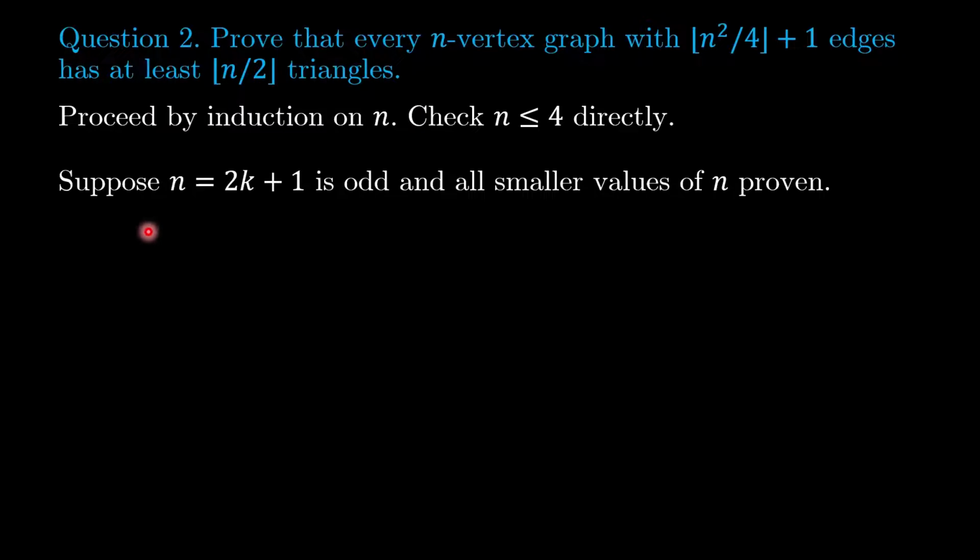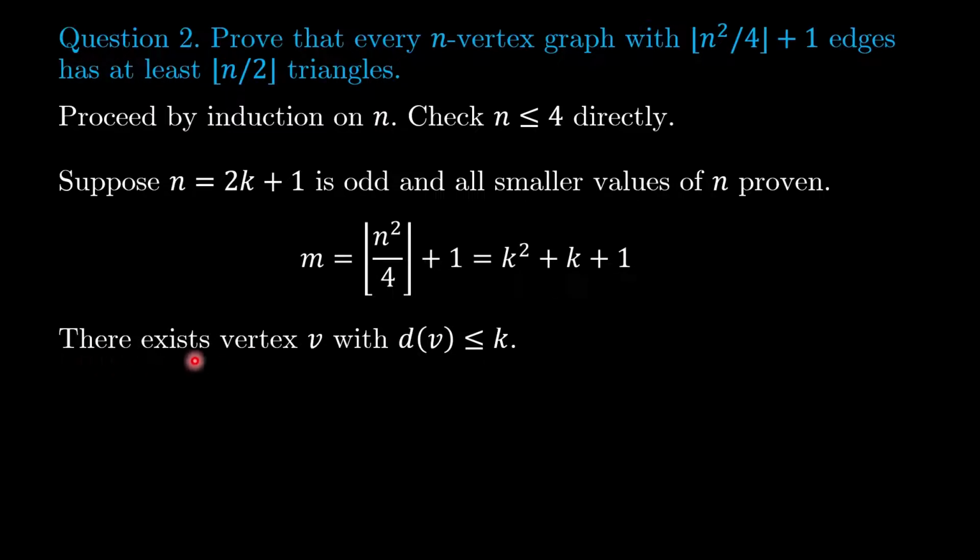So we actually need to consider two cases. First, suppose that the n we are proving now is odd, and all smaller values of n have been proven. Now m, we are given, is the floor of n squared over 4 plus 1. I substitute in this value of n in terms of k, and I get m equals this expression over here.